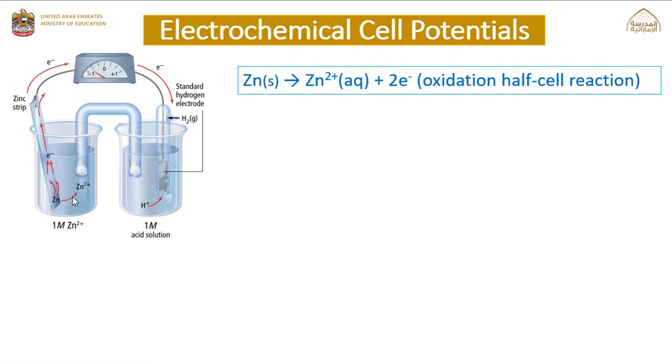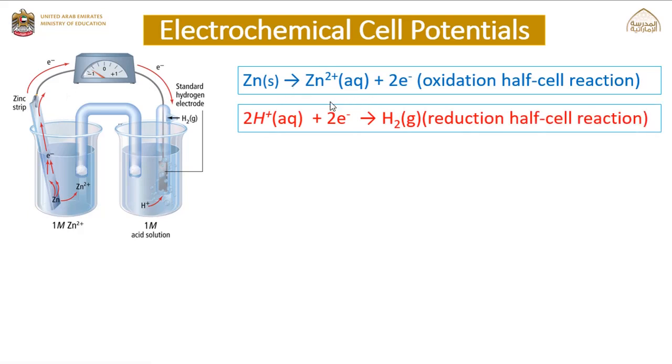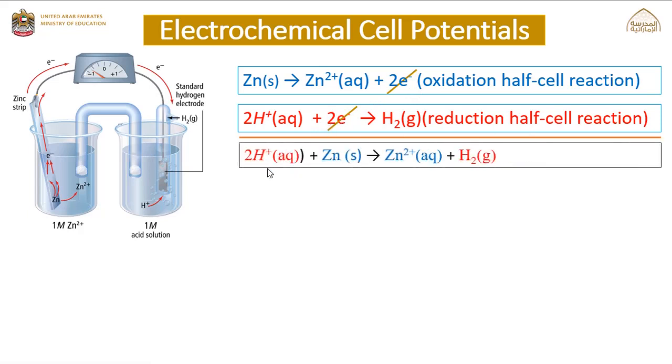The other half cell which we have used in the voltaic cell which we have discussed earlier, that is Zn2 plus. When you're connecting it with the standard hydrogen electrode, Zn changes into Zn2 plus plus 2 electrons, that is the oxidation half cell reaction. As well, hydrogen in the standard hydrogen electrode, 2H plus aqueous gains 2 electrons and becomes H2 gas. The reduction reaction takes place there. Overall reaction, in this case also the electrons will get cancelled out and 2H plus aqueous plus Zn solid gives Zn2 plus aqueous plus H2 gas.